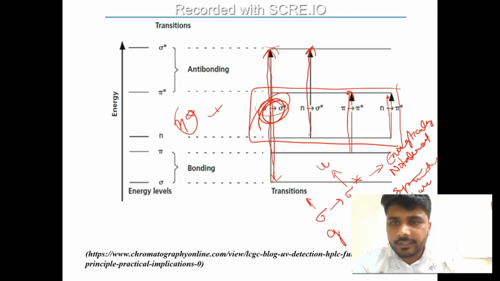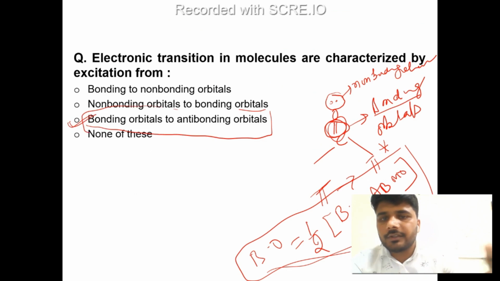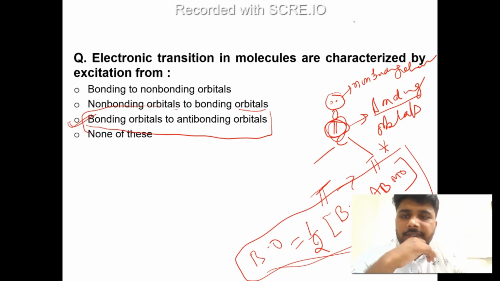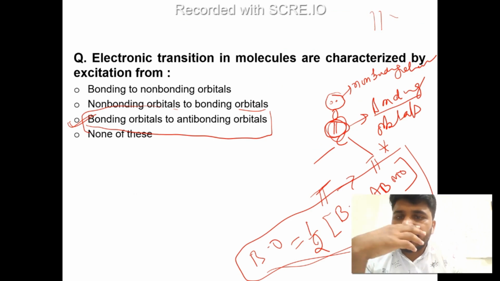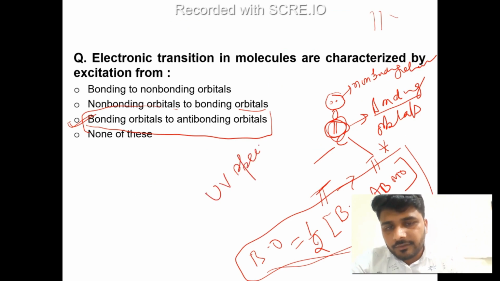So the third one will be the right answer, because every molecule is characterized by its bond order and its stretching frequency. The bonding orbital to anti-bonding orbital transitions are characterized by these excitations, right? For more details you can see UV spectroscopy.